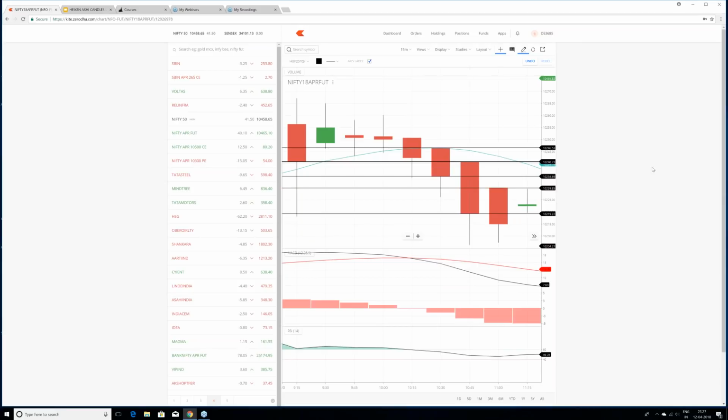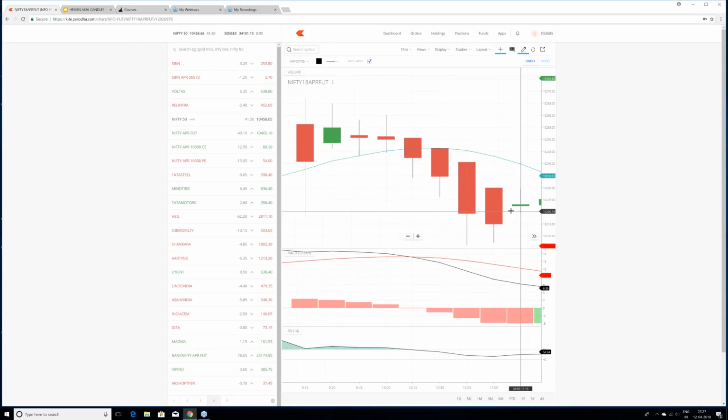Bigger the size, more is the momentum. Remember that. Smaller size means there could be a possibility of reversal.